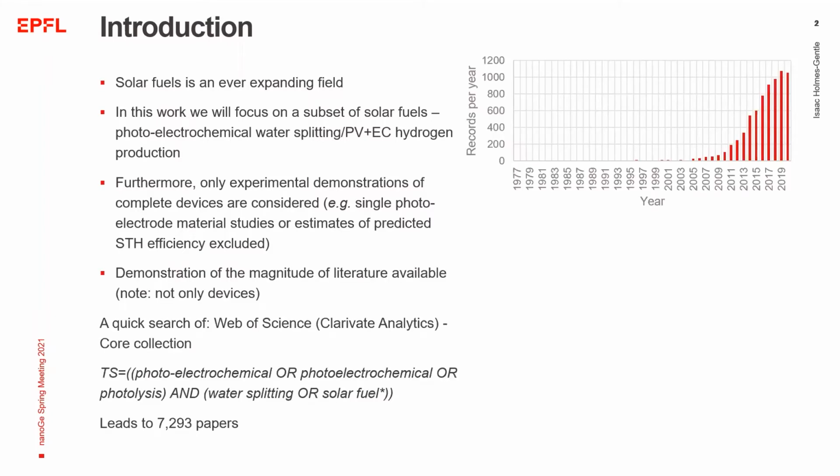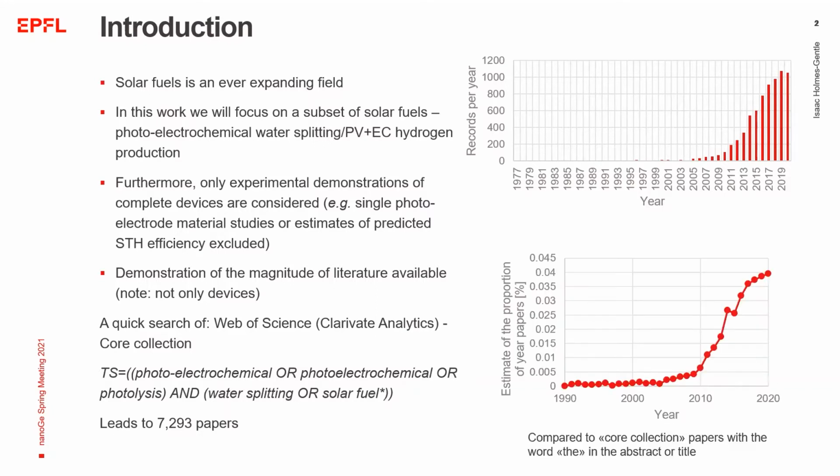So in order to get a feel and demonstrate the magnitude of literature available, I did a quick search of the Web of Science core collection with search terms such as photoelectrochemical and water splitting or solar fuels. And this quickly led to 7,000 papers. In order to make sure that this increase wasn't just due to an increase in the rate of publishing, I normalized it against the estimate of the total number of papers published each year. And you can see that since 2010, photoelectrochemical water splitting really took off. And so for me, this number of reports in the literature constitutes an informational overload.